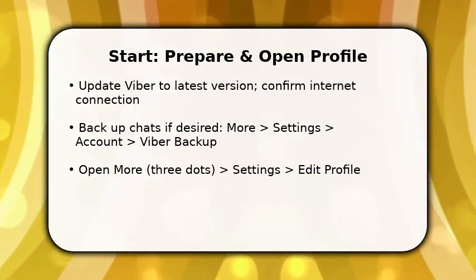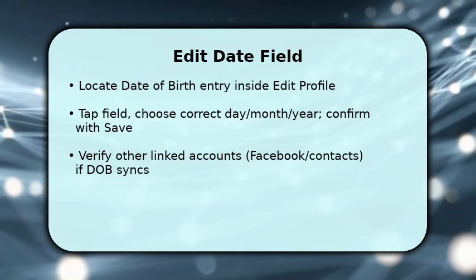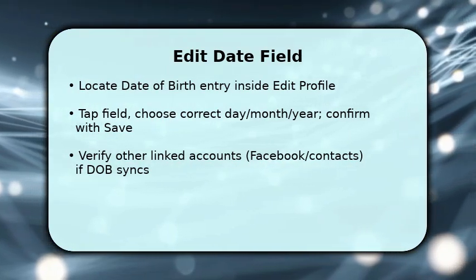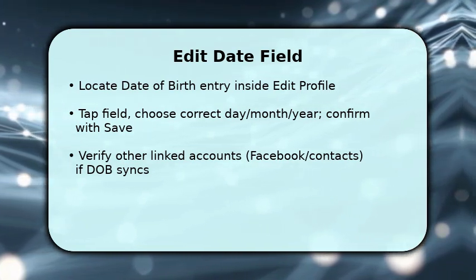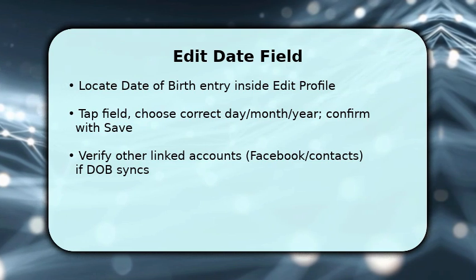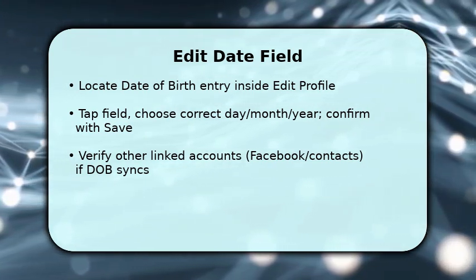In Edit Profile, locate the date of birth entry. If it's collapsed, tap Personal Info to expand. Tap the DOB field and use the date picker to select day, month, and year precisely. Take care with year to avoid age restrictions. After selecting, press Save or Done to commit the change.